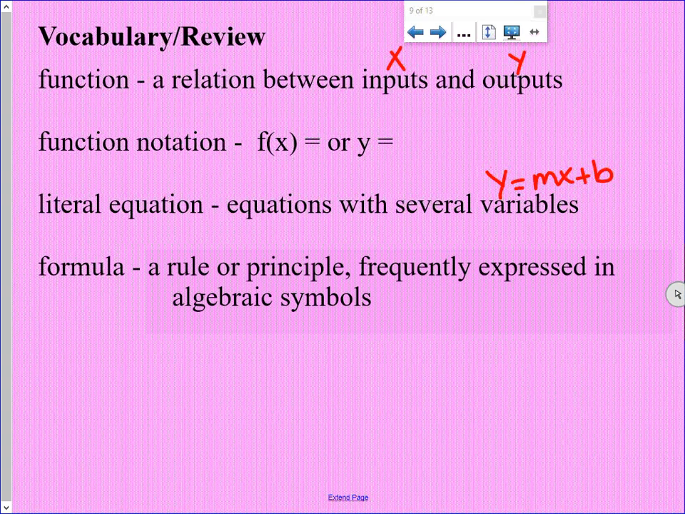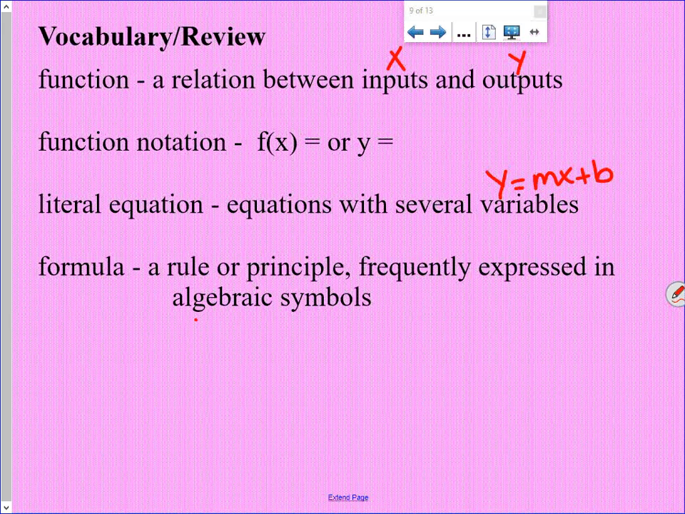And formula: a rule or principle frequently expressed in algebraic symbols. So the formula for the area of a circle is area equals pi r squared. That's a formula. The perimeter of a rectangle is 2w plus 2l.